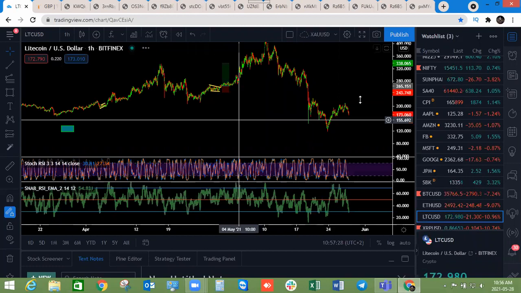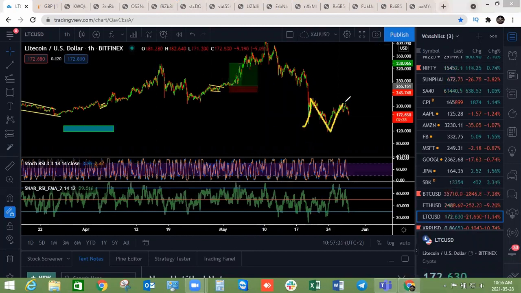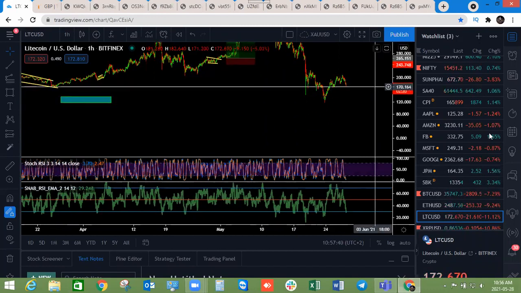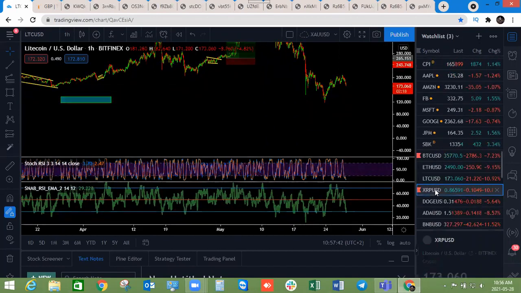Another expanding flat on Litecoin. Let's watch that one play out like that. So we're going to see this continue to the downside. I don't like selling the cryptos, but these sell setups are definitely valid.